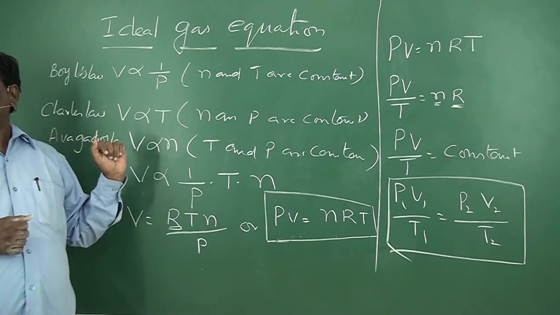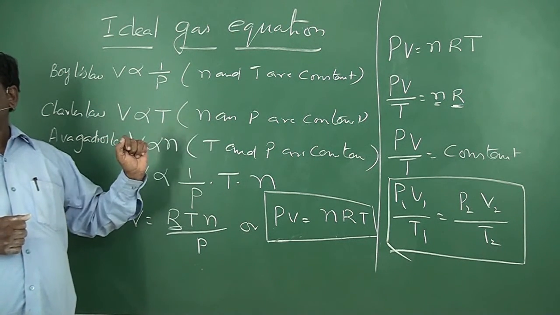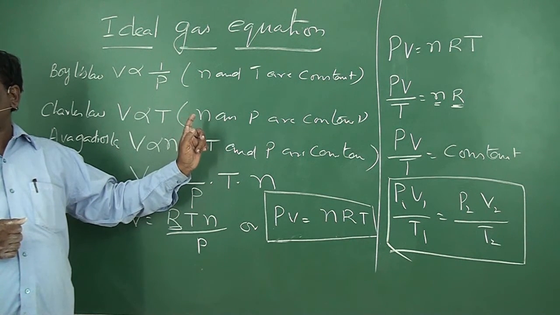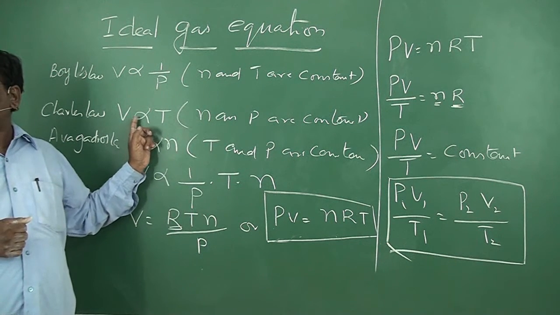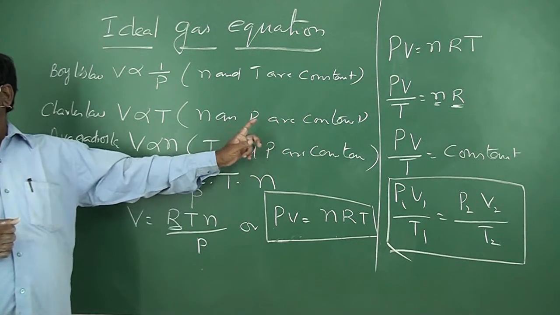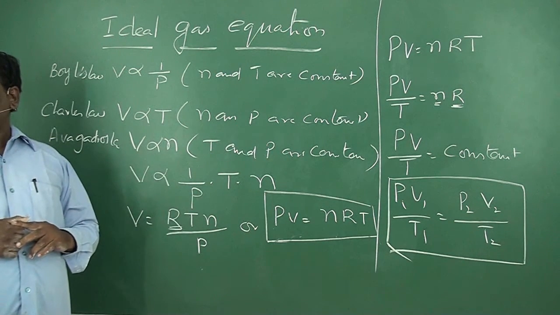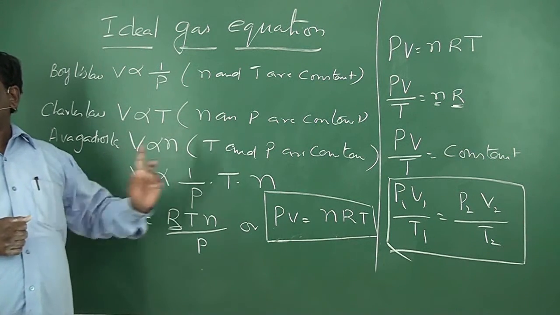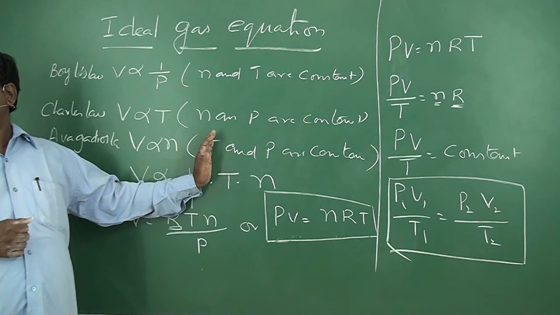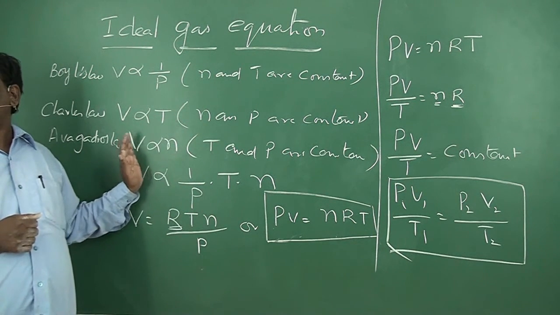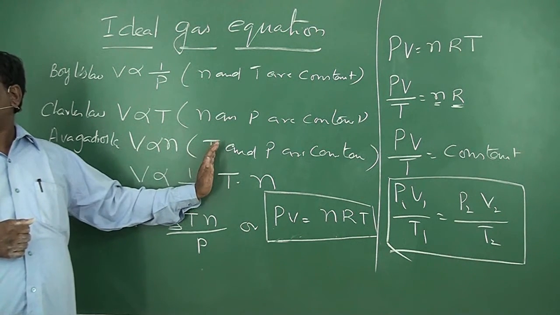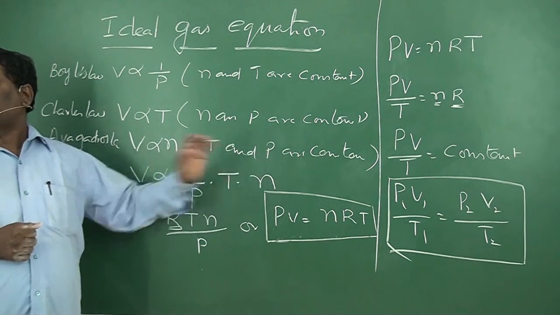According to Charles' law, at constant pressure, the volume of the given mass of gas is directly proportional to its absolute temperature. Mathematically, it is V is directly proportional to capital T, where number of moles small n and pressure P are constant. According to Avogadro's law, at constant temperature and pressures, the volume of the gas is directly proportional to its mole number. Mathematically, it is V is directly proportional to small n, where pressure and T are constant.